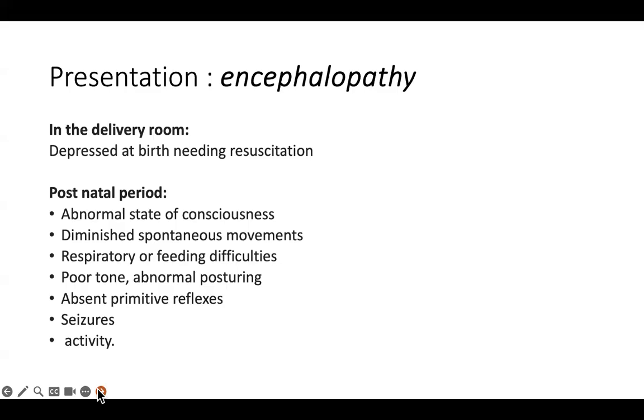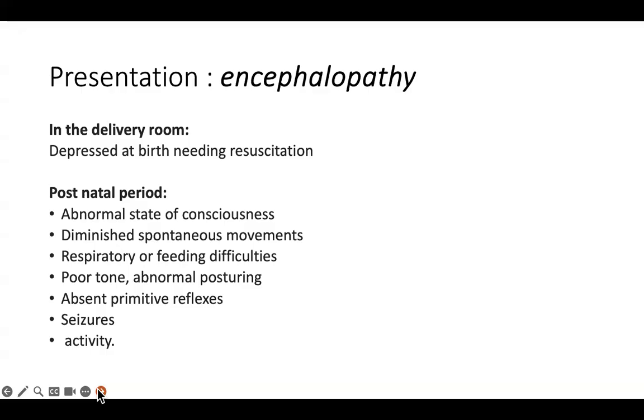A newborn has got symmetrical, good movements involving all 4 limbs with good tone. When there's encephalopathy, we can observe diminished spontaneous movements. So they have respiratory difficulties, they cannot suckle very well, the tone is less, they have abnormal posturing. And when it comes to neonates, we don't talk about the tendon reflexes, but we talk about primitive reflexes. What are primitive reflexes in a neonate? Sucking reflex, rooting reflex, Moro reflex.